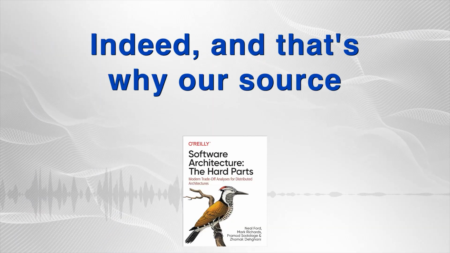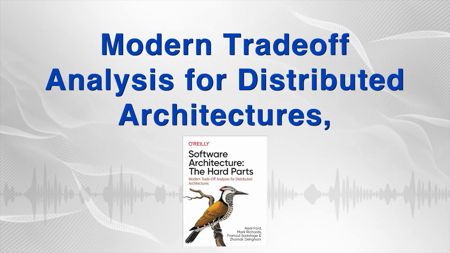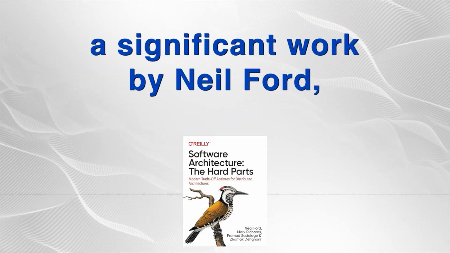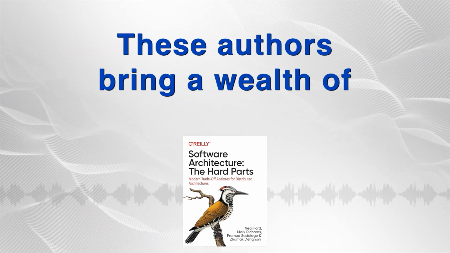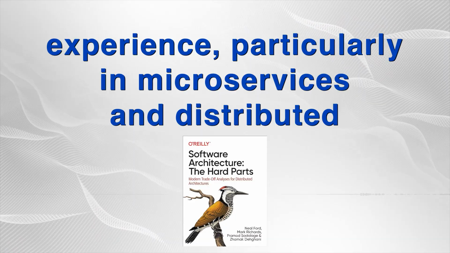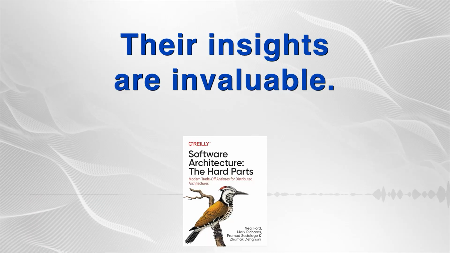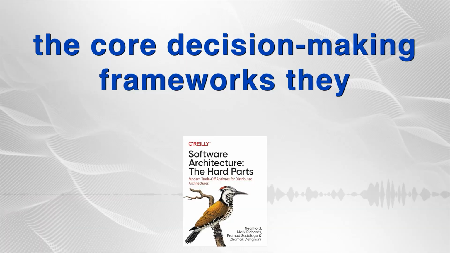Indeed. And that's why our source today is Software Architecture: The Hard Parts. Modern Trade-Off Analysis for Distributed Architectures, a significant work by Neal Ford, Mark Richards, Pramod Sadalage, and Zhamak Dehghani. These authors bring a wealth of experience, particularly in microservices and distributed systems. Their insights are invaluable. Our aim here is to extract the core decision-making frameworks they present.